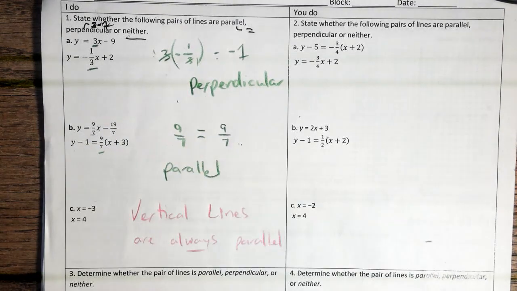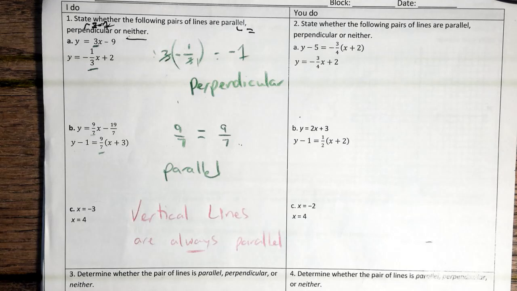Okay. All right. Number 2, page 11, this is a you-do. I'm going to wait a moment. Please pause here. Try to work these A, B, and C yourself. Once you're done, unpause and let's go through it together and let's see how you do.